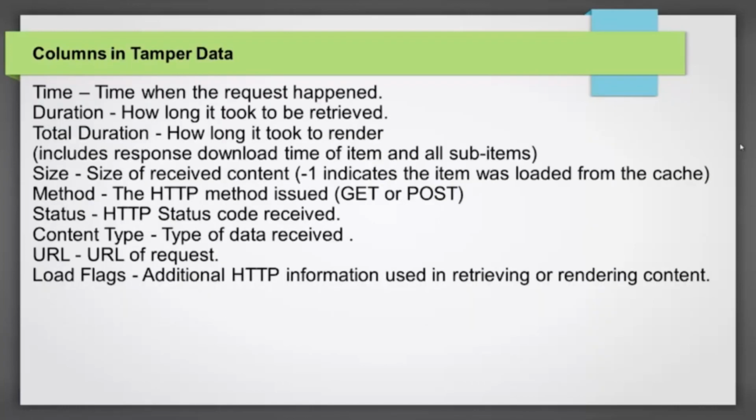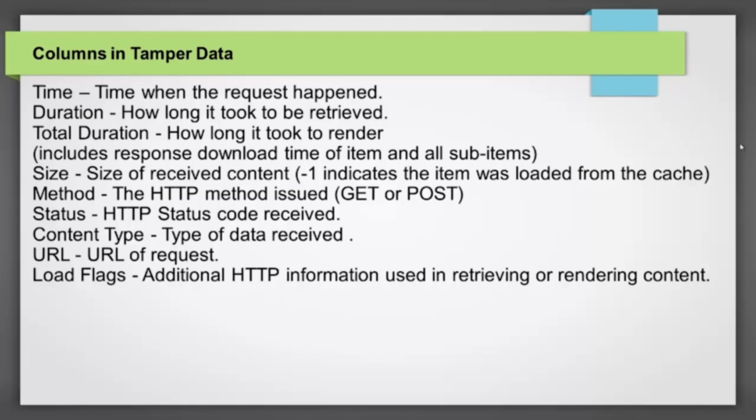So there are various different columns in Tamper Data, and they mean the things listed here. The time column tells us the time when the request happened. The duration tells us how long it took to be retrieved. The total duration tells us how long it took to render, and it also includes the response download time of the item and all sub-items. The size column tells us the size of the received content. The -1 here indicates an item that was loaded from the cache.